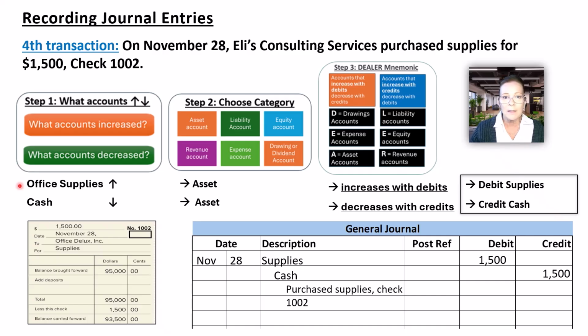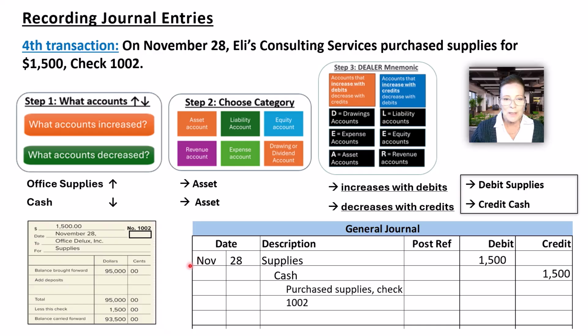Now, when we previously analyzed this business transaction with the help of the accounting equation and the T accounts, we determined that supplies increase, supplies are an asset, and assets increase with debits. So we need to debit the supplies account. We also said that cash decreased, cash is an asset, and assets decrease with credits. So we credit cash, and let's now record the journal entry.